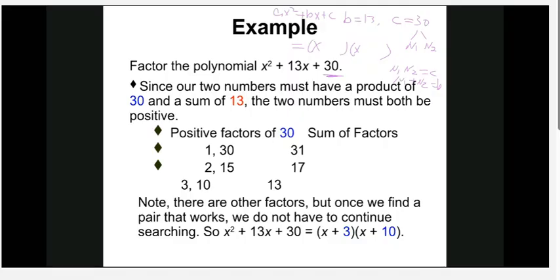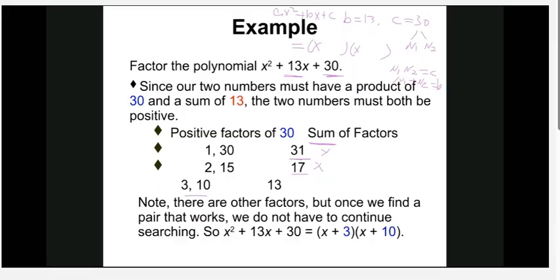So if we're using 1 and 30, 1 times 30 is 30. But if you add these two together, the sum of these two factors, you get 31. Apparently this is not the one we want because our middle term should be 13. If we're using 2 times 15, you get 17. Again, this is not equal to the 13 we have here. So we have to think and break it down differently. You can have 3 times 10, and 3 plus 10 is 13, right?